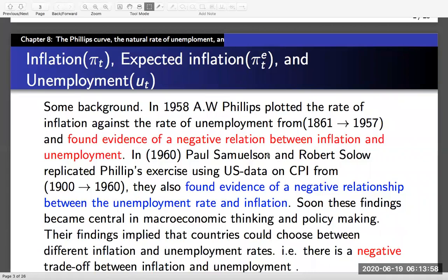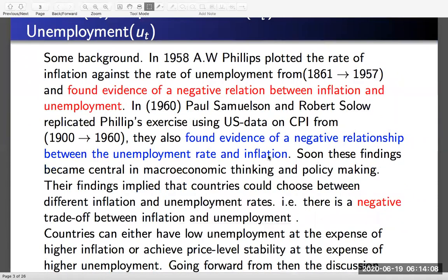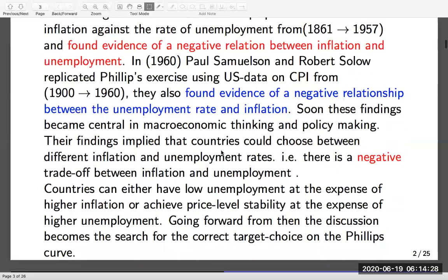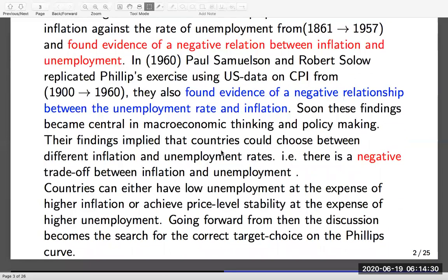In the 1960s, Samuelson and Robert Solow replicated his work for US data using the consumer price index. They also found evidence of a negative relationship between unemployment and inflation. Soon, their findings became central in macroeconomic thinking and policy making. Their findings implied that countries could choose between different inflation and unemployment rates. That was one of the assumptions they formulated then, i.e. there was a trade-off between inflation and unemployment.